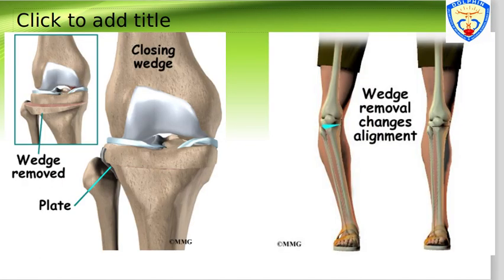So we can see in this picture, here we have removed a wedge from the bone, and this is our tibia, and this wedge is removed. In this picture you can see earlier there was a deformity. This is called genu varum deformity, which results most of the time due to osteoarthritis. So we have removed a wedge of bone from this side, and after osteotomy you can see that the deformity is corrected.